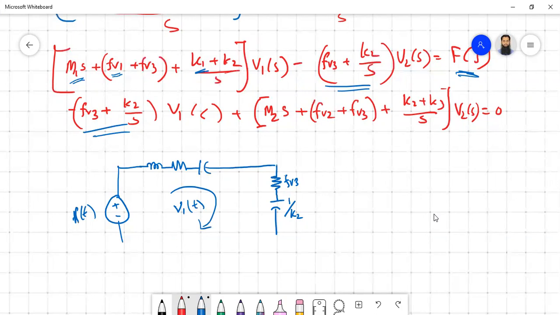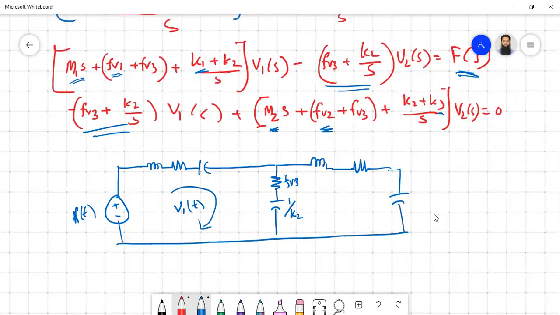Okay, so the components that are only dedicated to loop 2 are M2, then I think FV2 and K3. So again, three components: an inductor, then a resistor, and then a capacitor. Okay, so this is your loop 2. So this will be your V2. Okay. So magnitude wise, this is proportional to M1, then FV1, then 1 by K1. Similarly, M2, then you have FV2, 1 by K3.